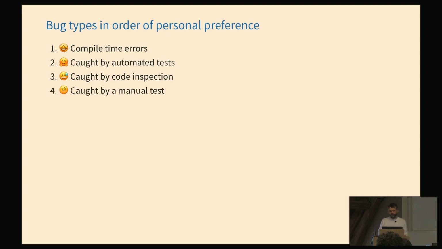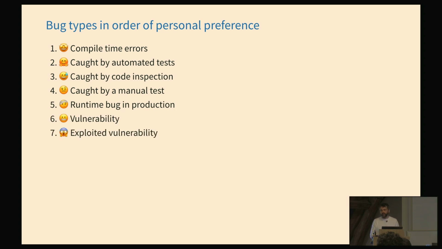And even stuff that's caught by manual testing before going into production. If someone's testing things and says, oh, this doesn't look right, and then they tell me, at least it's found, hopefully, before the code goes to the customers. And then a runtime bug in production. Those can be quite bad. But even worse if it's a vulnerability, and even worse than that if it's an exploited vulnerability. So meaning that someone on the internet has found this thing and used it to attack me.